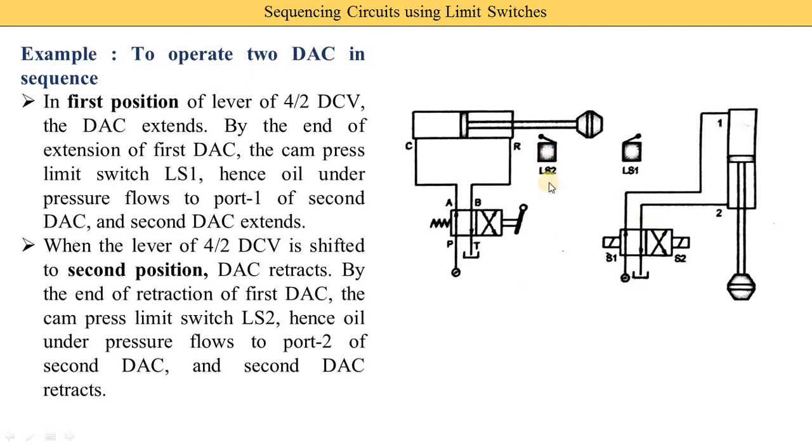So when LS2 supplies the current to S2, at that time this directional control valve comes to the second position. Coming to the second position, the oil is supplied from P to B port, and from B port oil is supplied to port 2. The pressurized oil applies force on the piston in the upper direction. So the piston starts to move in the upper direction. It is called the retraction of the second double acting cylinder. That's how the system runs continuously.